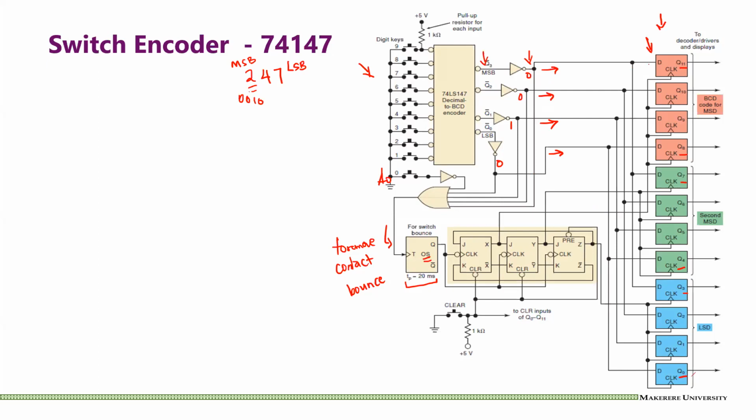And so the question is, we want to know, where do we store 2, 4, 7? Where do we store 2? Where do we store 4? Where do we store 7? So let us look at the operation of this circuit.